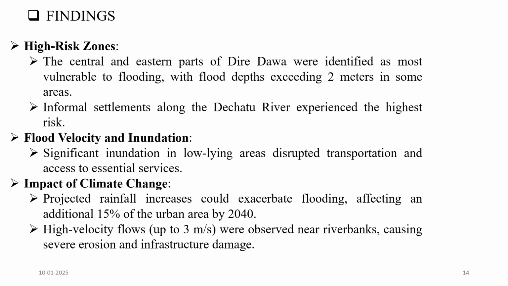Flood velocity and inundation. Significant inundation in low-lying areas disrupted transportation and access to essential services. Impact of climate change: projected rainfall increase could exacerbate flooding, affecting an additional 15% of urban area by 2040. High velocity flows up to 3 meters per second were observed near riverbanks, causing severe erosion and infrastructure damage.